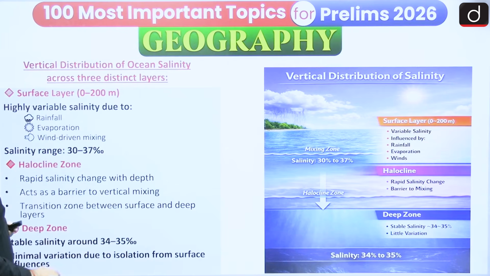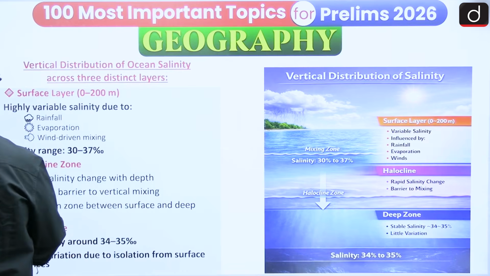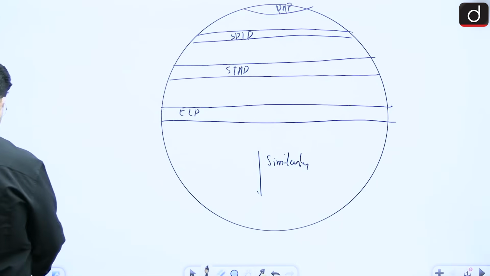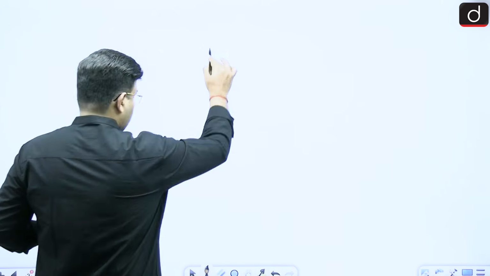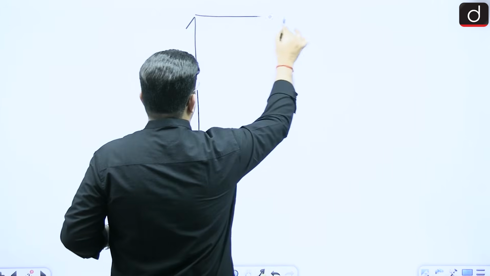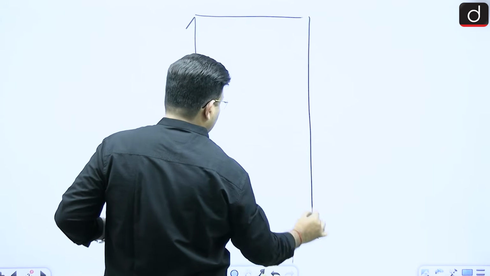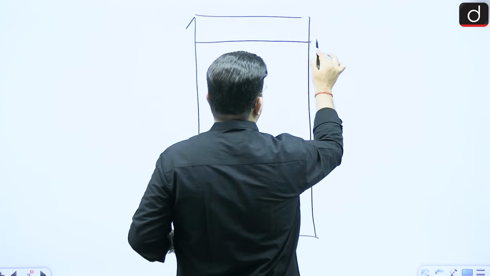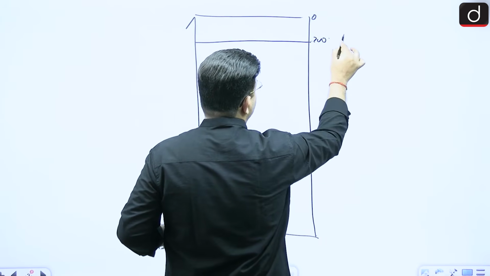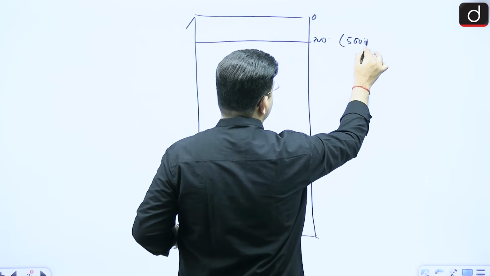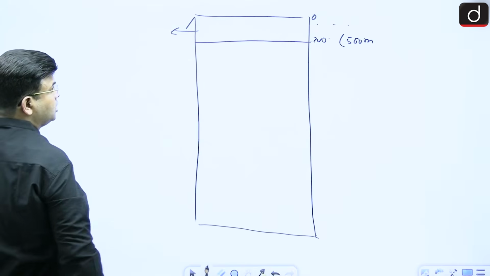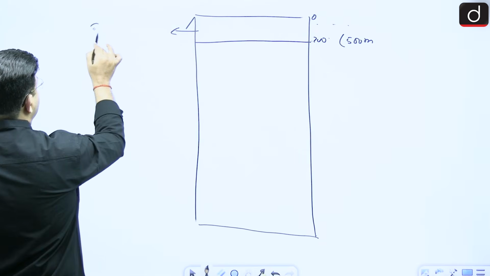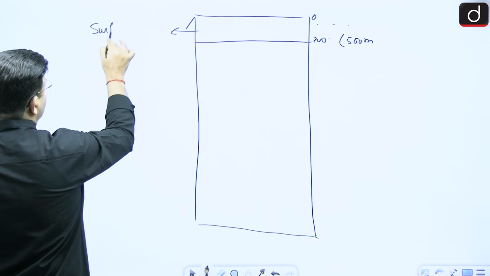Now we are going to see the vertical distribution of salinity. Suppose this is the depth of the ocean, and the top surface is 0 to 200 meters, though some books also talk about 0 to 500 meters. This region, from the top to a depth of 200 or 500 meters, is known as the surface zone.